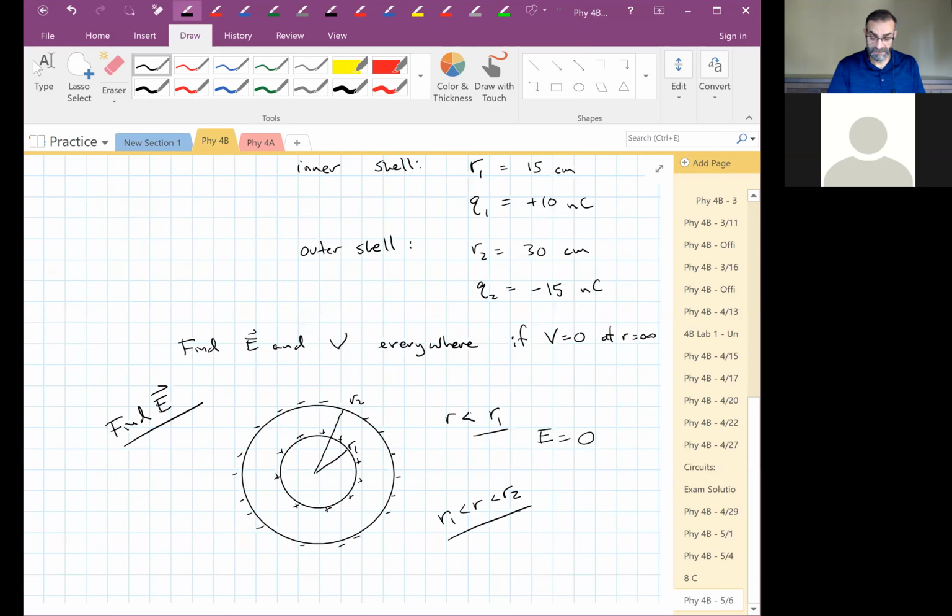Yes. We have spherical symmetry in this problem. So all the charge outside of our location, because we have spherical symmetry, cancels out. And what do we do with all the charge inside of our location? We just treat it like a point charge at the origin. So it's going to be KQ1 over R squared. And it's positive charge, so it points outward.